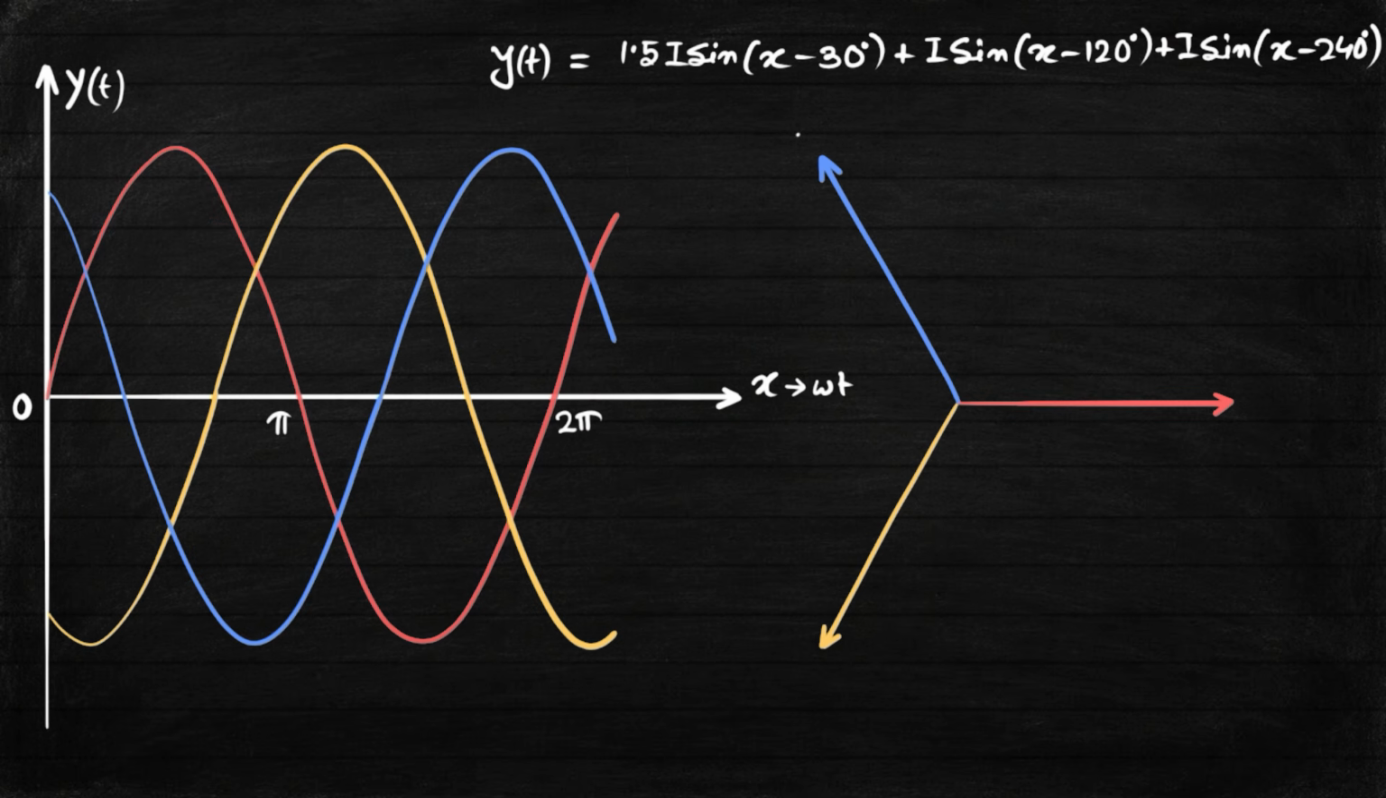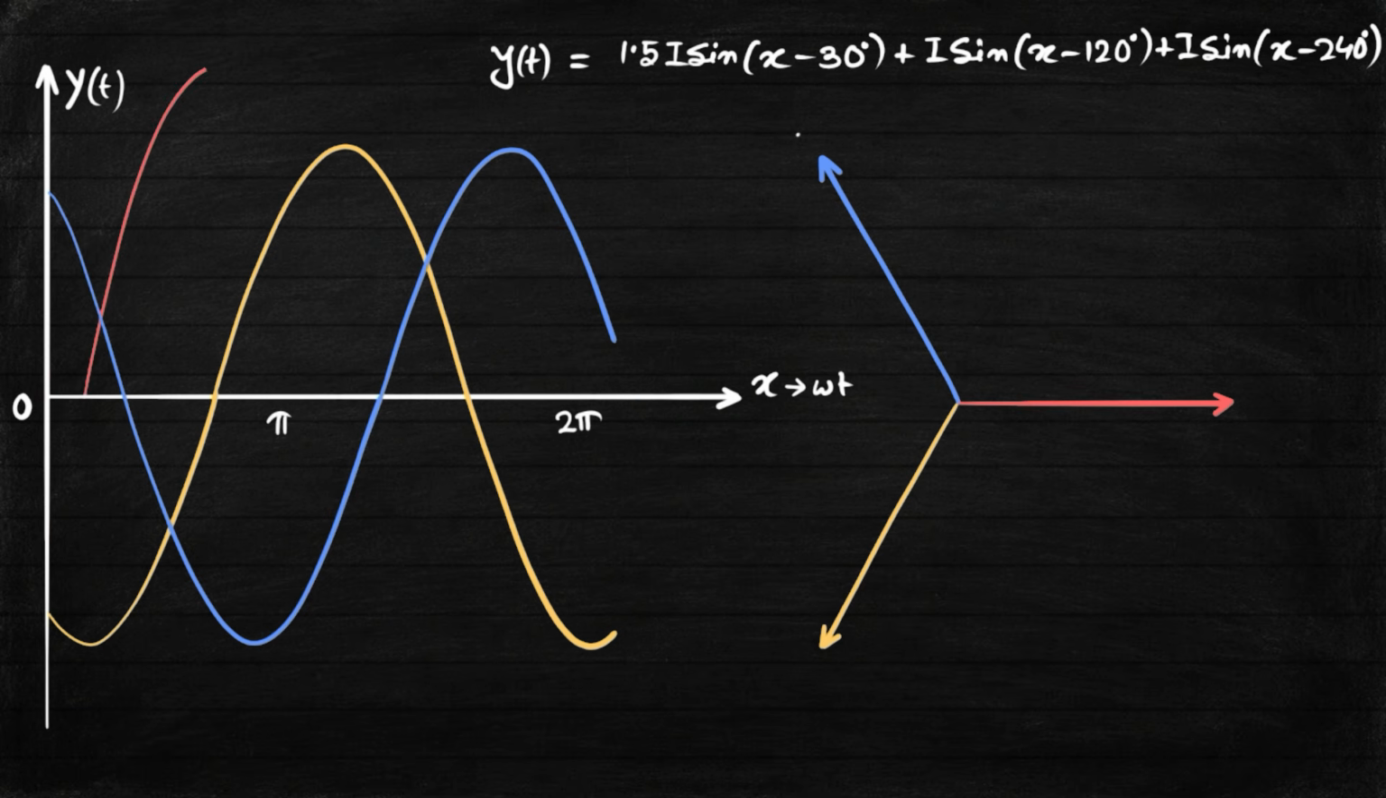Now if we draw this newly created red phase current in the same waveform, then that current will start from 30 degrees, somewhere from here, it will go up to 1.5 per unit or 1.5 I and it will continue like this.